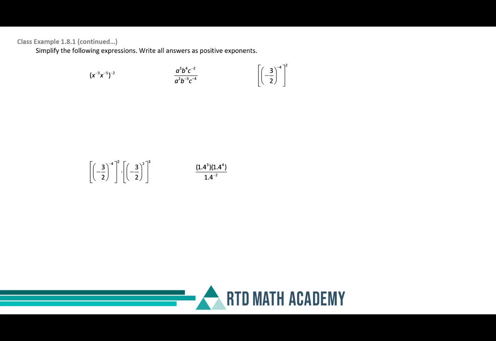We're going to continue with class example 1.8.1. It gets a little bit more complicated though, as we are entering into a few more negative signs here with a few more different variables. So x to the power of negative 3 multiplied by x to the power of negative 5, all raised to the power of negative 2. We have some options here as usual.